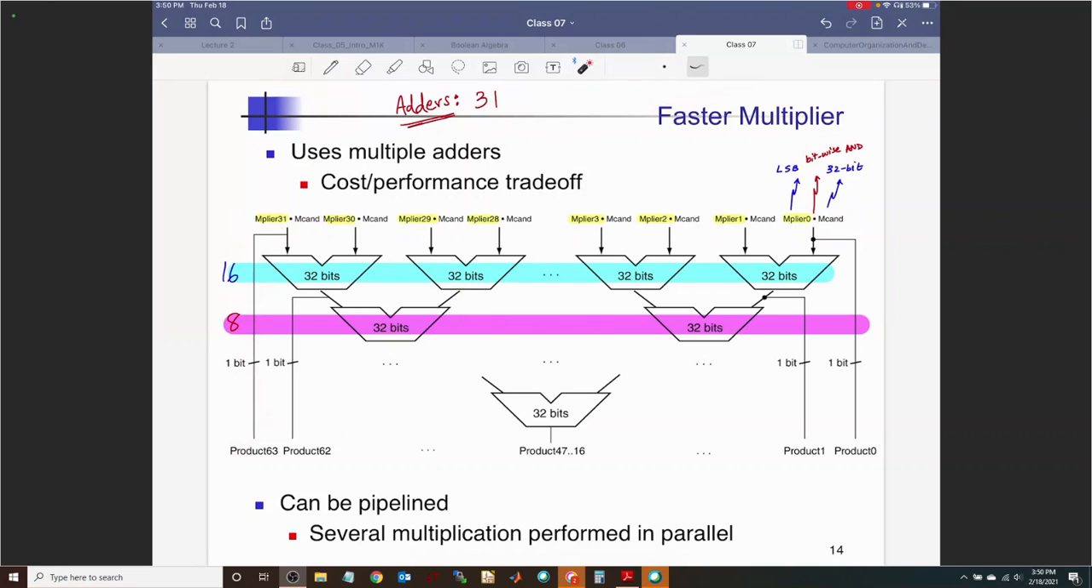Now next, if my current numbers that I'm multiplying are at the pink level, they are using the hardware that is on the pink level. Can I bring in new numbers to use the level before that?